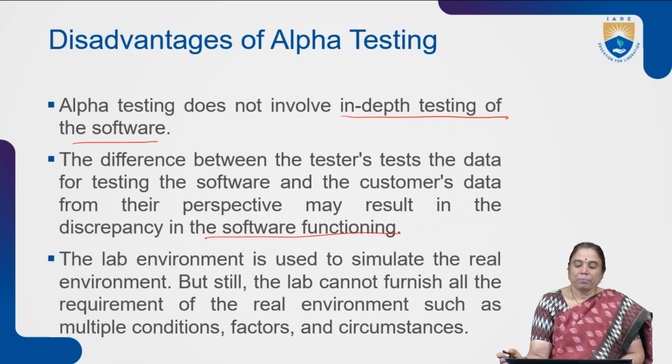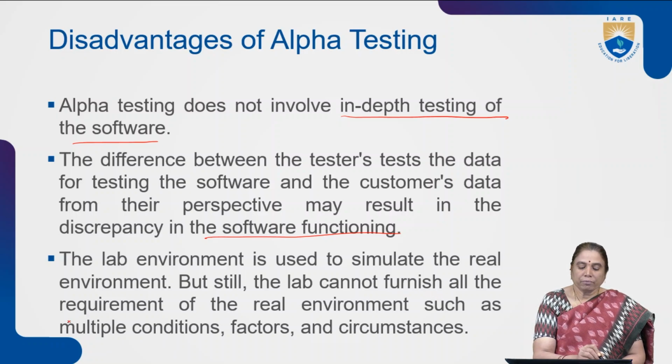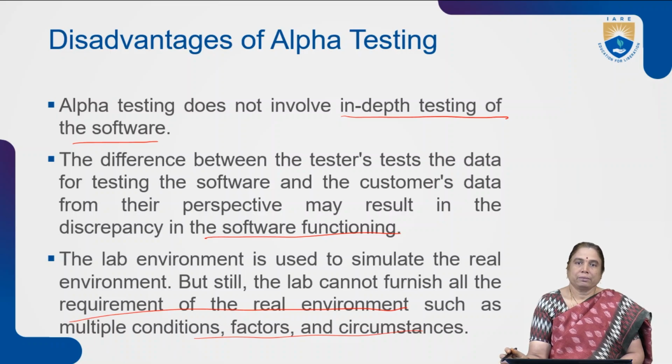The lab environment is used to simulate the real environment, but still the lab cannot furnish all the requirements of the real environment, such as multiple conditions, factors and circumstances. These are the disadvantages while performing alpha testing.